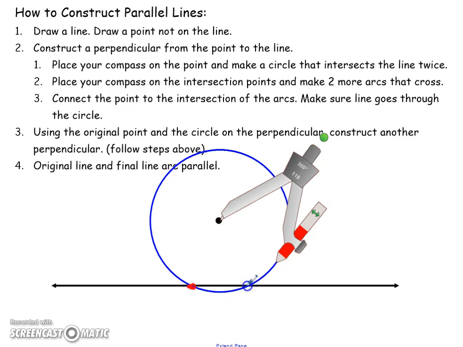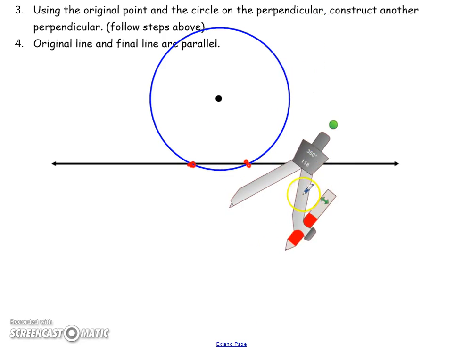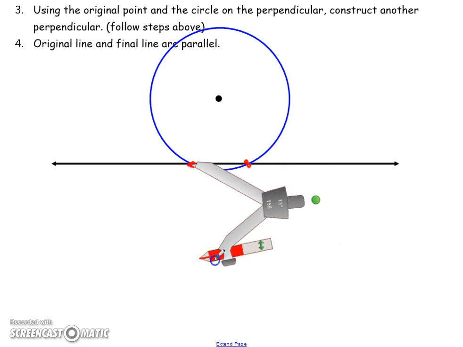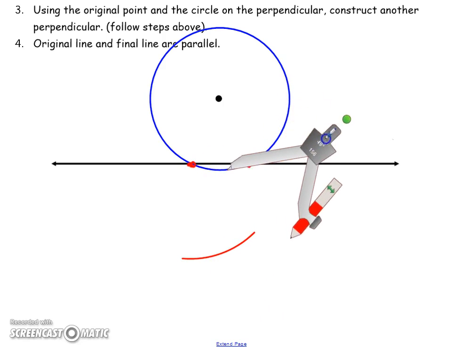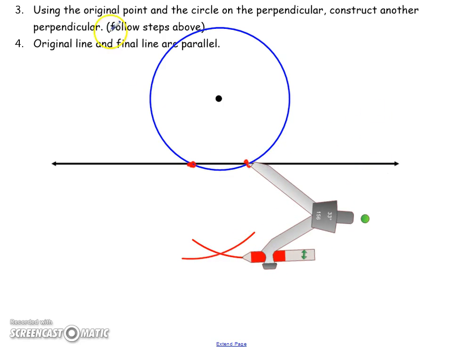From these two intersection points, I'm going to make my fishtail marks. So I'm going to open my compass slightly larger, place it on the intersection here, over here as well. And then I'll connect with my straight edge from my intersection all the way through the circle.